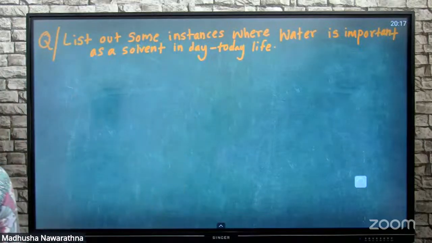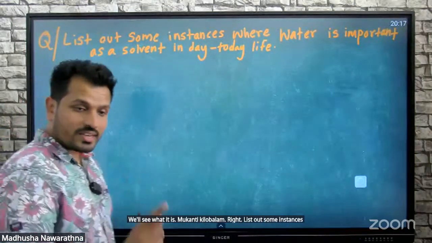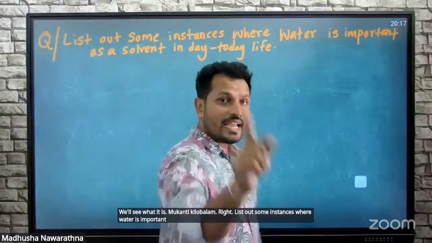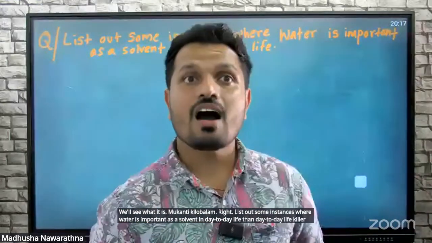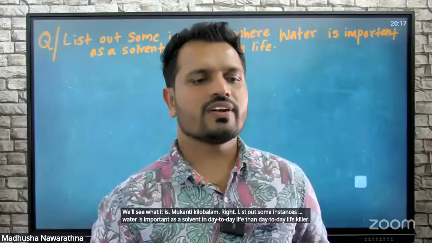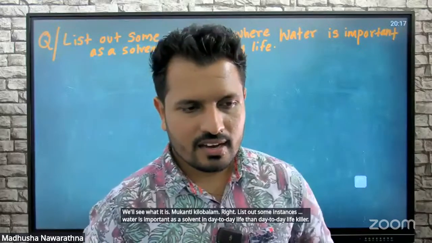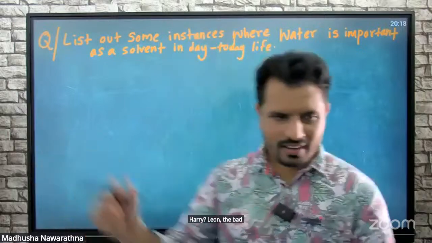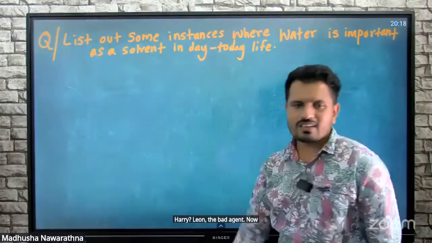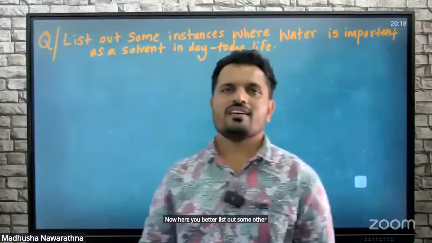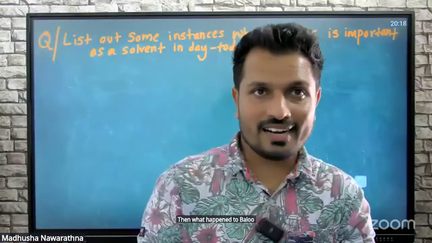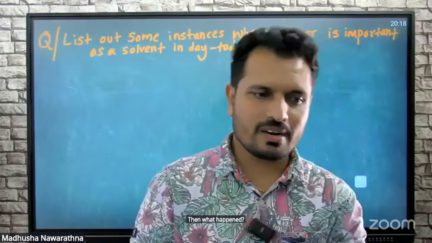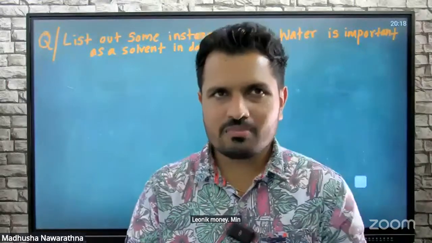Right. List out some instances where water is important as a solvent in day-to-day life. Things inside your body happen every day, but don't write those, like digestion, I already wrote those. Here you better list out some other day-to-day things you observe nearby. Look around and write such a set quickly. Minimum 5, maximum no limit.